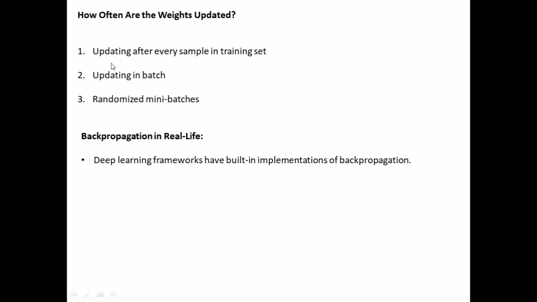The second strategy is updating in batches. Here we divide the training samples into several large batches, and then we run a forward pass on all the training samples in a batch, and then we calculate the backpropagation on all the samples together. This approach makes the model more resistant to outliers and variance in the training set. The third kind of strategy is randomized mini batches. This approach is a compromise between the first two approaches. That is, we randomly select small batches from the training data and run the forward pass and then the backpropagation on each of the batches iteratively.